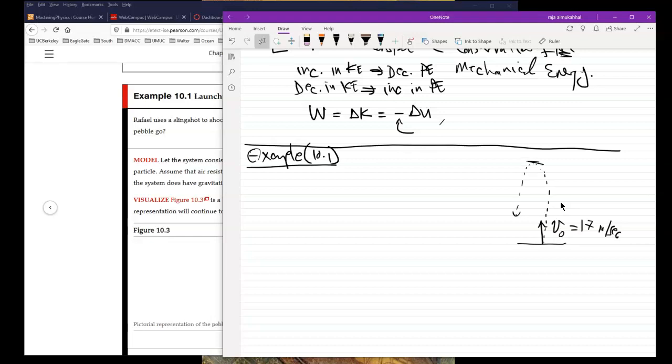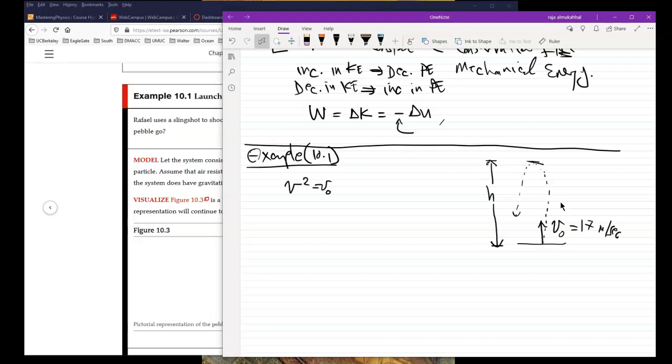I'm trying my best to draw the height in a vertical way. There we go, okay? Now, of course, we can use kinematics, right? I mean, that's easy. You just use which kinematic equation? Probably the second one, this one. Let me use kinematics very quickly, and then we'll use energy. So I can use the second one, this one.